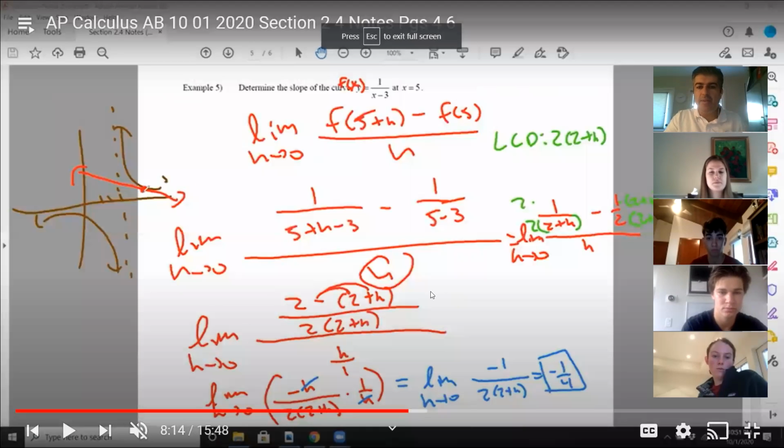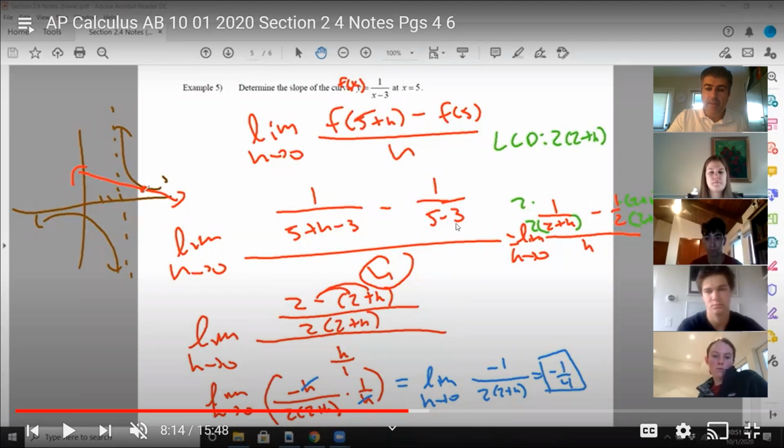So you can see what I did here. You got to plug 5 in for the function and 5 plus h. Again, it's 1 over x minus 3, so be very careful there. You have an LCD of 2 times 2 plus h. Combine the fractions. h on the bottom is h over 1. Flip it. h's should cancel. Then you can plug in 0 for h. You get negative 1/4 for that one.